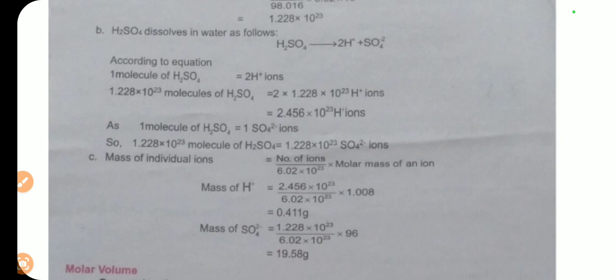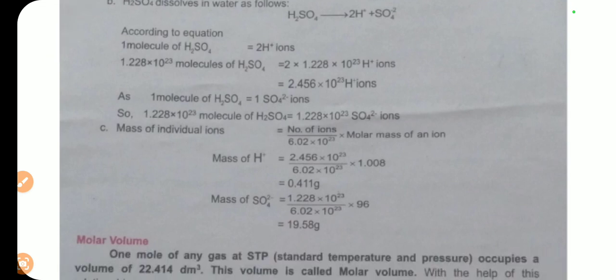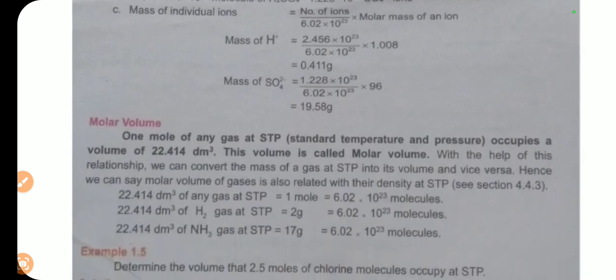We can also easily calculate the mass of the sulfate ion. The formula is the same. Mass of sulfate ion is 1.228 multiplied by 10 to the power 23, divided by 6.022 multiplied by 10 to the power 23, multiplied by 9.68, which is the molar mass of that ion, the sulfate ion. It's going to be 19.58 gram. The mass of the sulfate ion is calculated here.